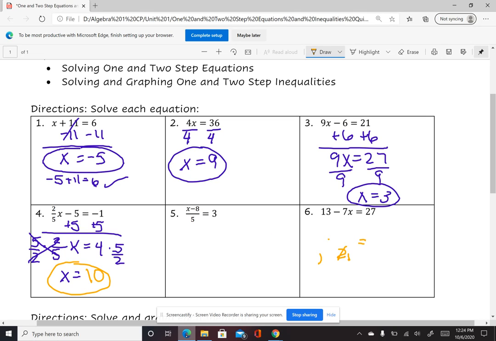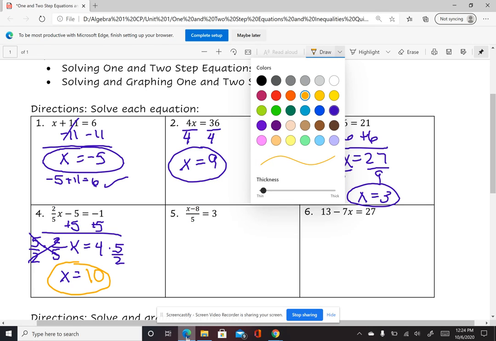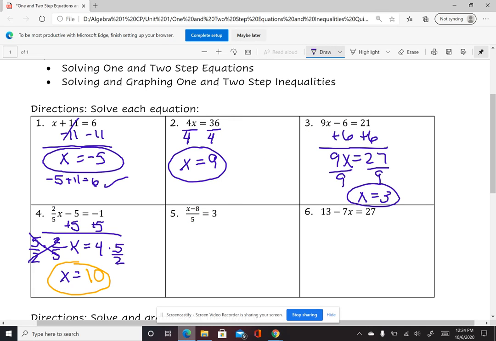For this next one, number 5, we said this is our special case. So these are the ones where, since this whole thing is being divided by a number, you need to multiply both sides by that number before you can add or subtract. So we're going to multiply by 5. It cancels out that denominator, so we're left with x minus 8 equals 15. And then we're going to undo that subtraction by adding 8 to both sides. So we get x equals 23.